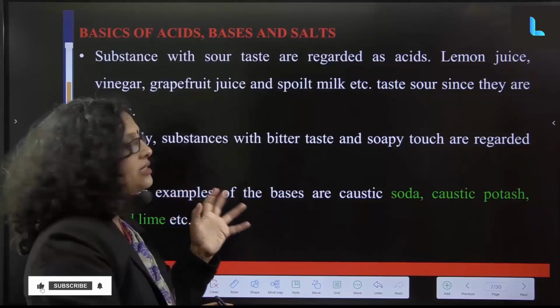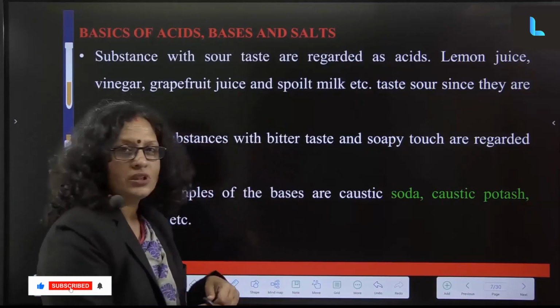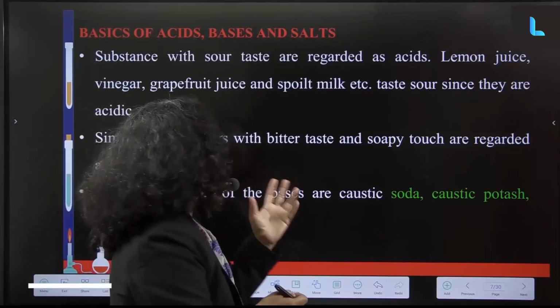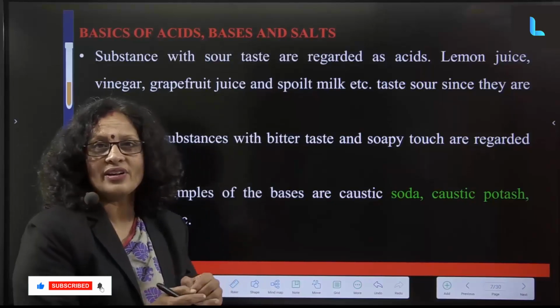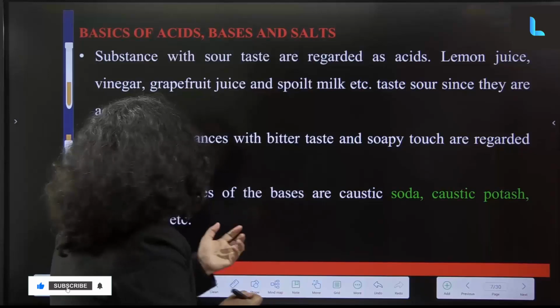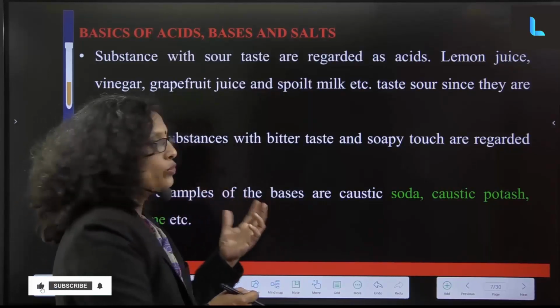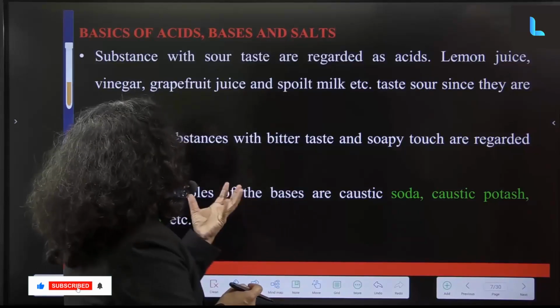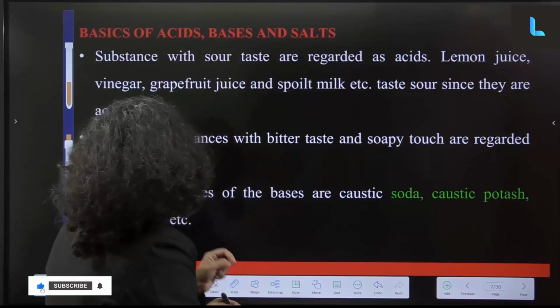Now, substances regarded as acids because of their sour taste, for example lemon juice, vinegar, grapefruit juice and spoiled milk, taste sour since they are acidic in nature. Lemon juice has citric acid present in it, vinegar has acetic acid, grapefruit juice also has citric acid, and similarly milk has lactic acid. So there are different kinds of acids present.